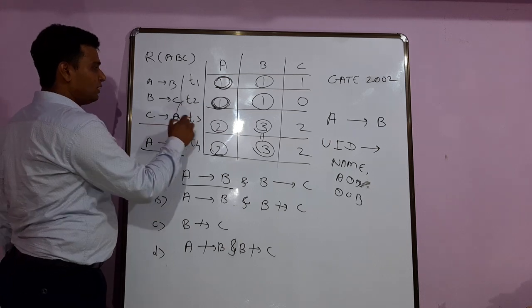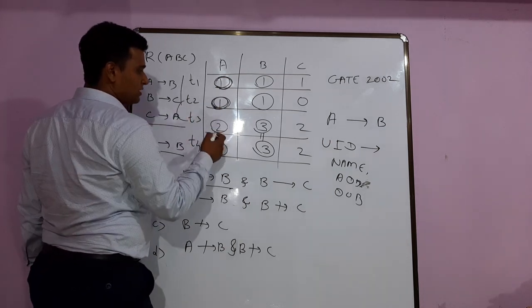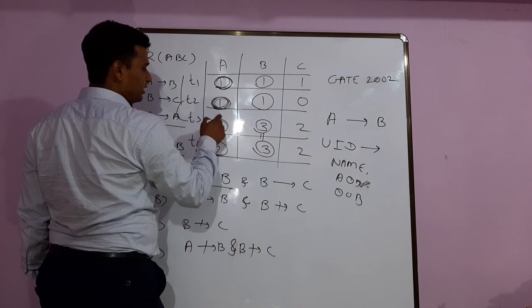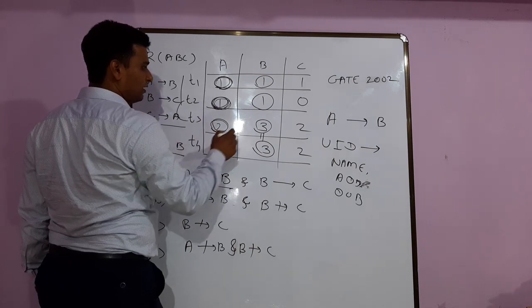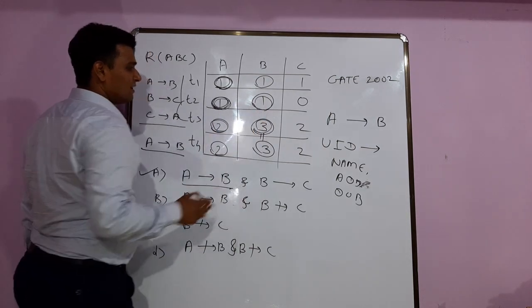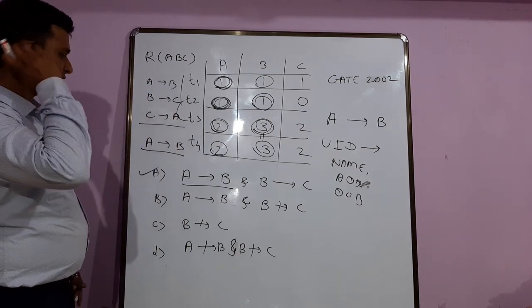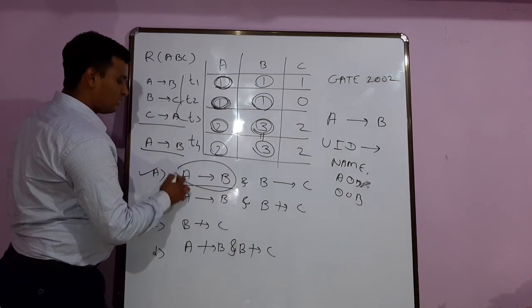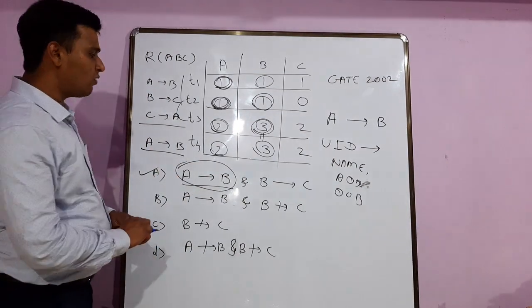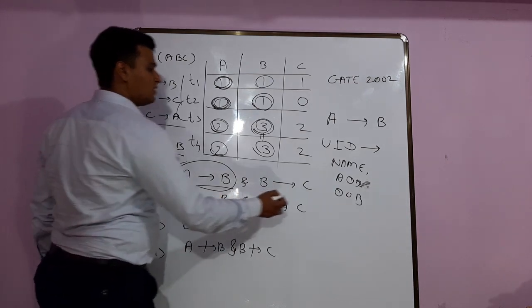Now take the example of T2 and T3. The values are not the same, so they do not agree here. They may or may not agree here, and still we can say that A determines B. So in this case the functional dependency A determines B holds true. Now we will go for the B determines C functional dependency.